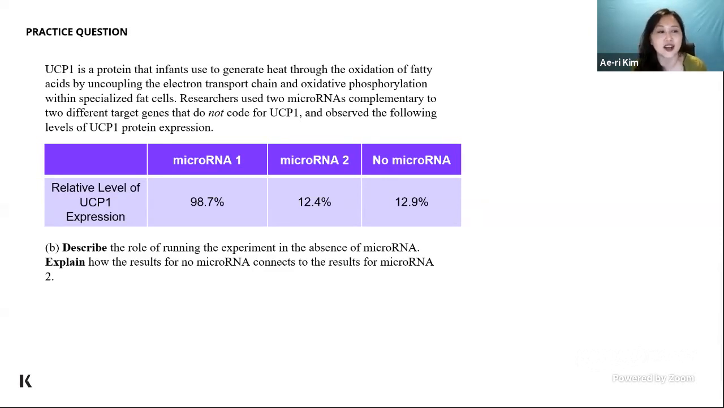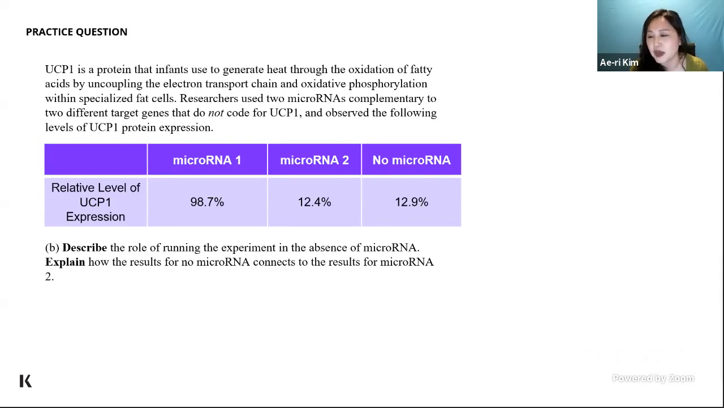The natural state of this is that you don't really have any microRNA, because no microRNA is like the control experiment. I would look for the fact that no microRNA is a control, so it establishes a baseline. And the connection you're looking for has to do with the fact that the number for microRNA 2 is very similar. So really what this is saying is that microRNA 2 is binding to a gene that doesn't really affect the levels of translation for UCP1.